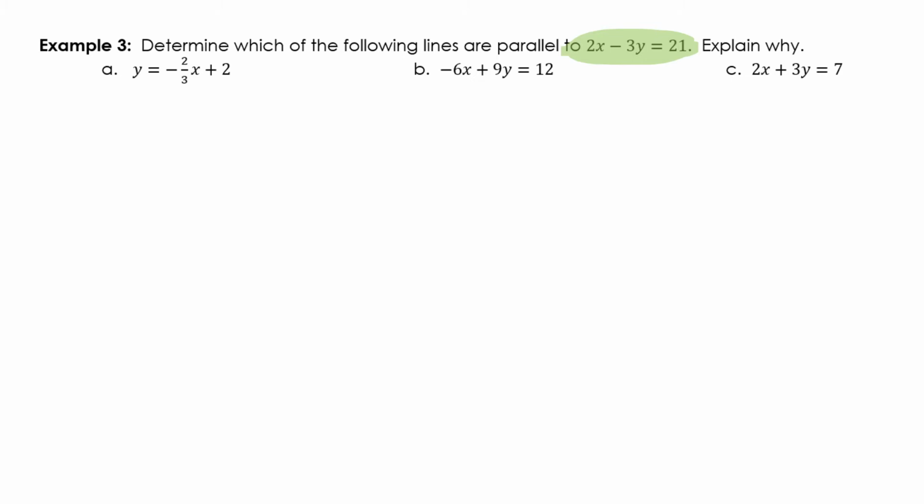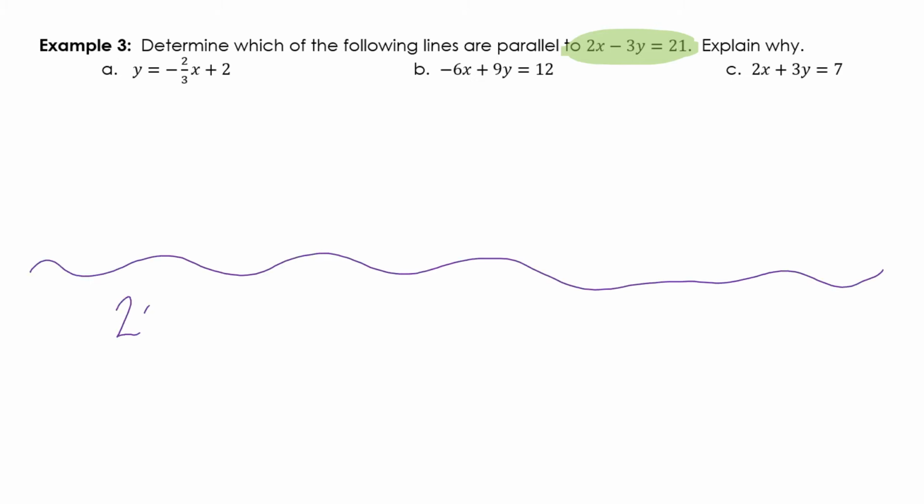So the equation that they gave us is not in slope-intercept form. So by looking at it, you cannot tell the slope. So we're going to have to rearrange it. I'm going to do that work kind of down at the bottom. So 2x minus 3y equals 21. It should take 2 steps to rearrange. The first step is to move the x to the other side. So to do that, I need to subtract.